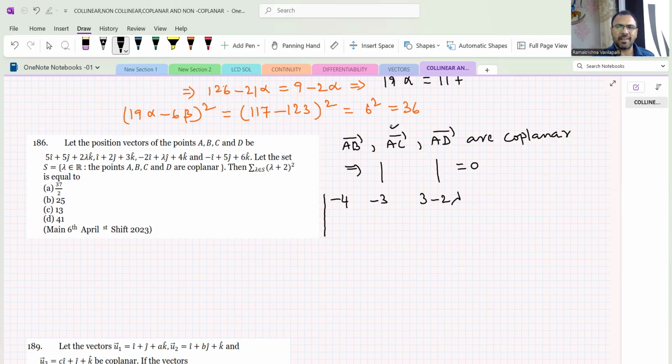Next, AC bar vector. Subtract A from C. This is equal to minus 2i minus 5i, this is minus 7, and lambda minus 5. Next, 4 minus 2 lambda. Last one, AD bar vector. Minus 1 minus 5, that is minus 6, and 5 minus 5, 0, and it is 6 minus 2 lambda.